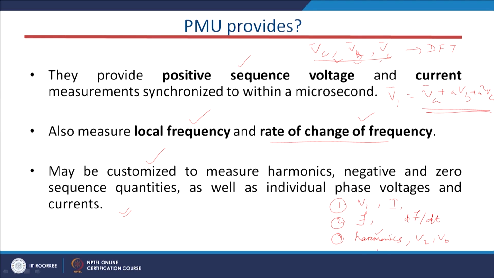So, for that this PMU can be customized properly to estimate the harmonic components of the voltage and current signal, and also it can provide V2, V0, the negative and zero sequence components of the voltage, and also I2, I0, the negative and zero sequence components of the current. So, these are the output data or information we get from the PMU.